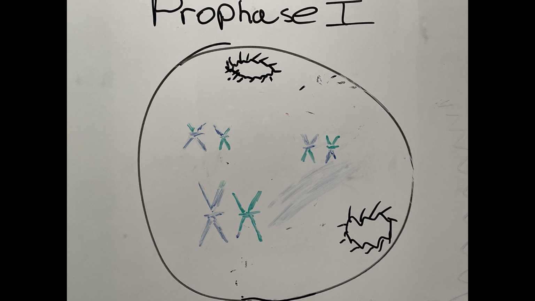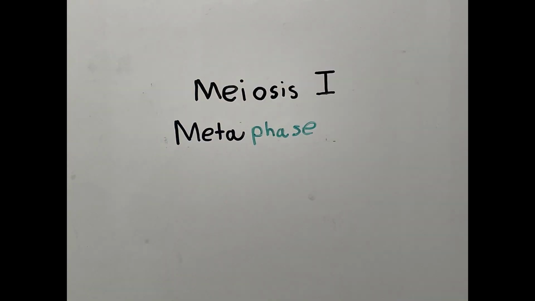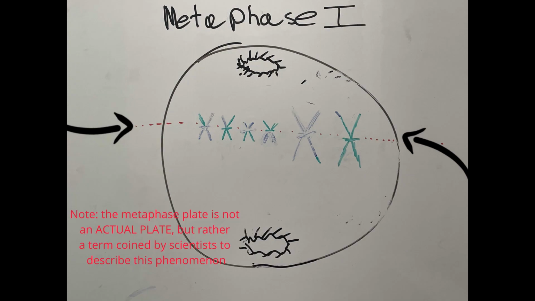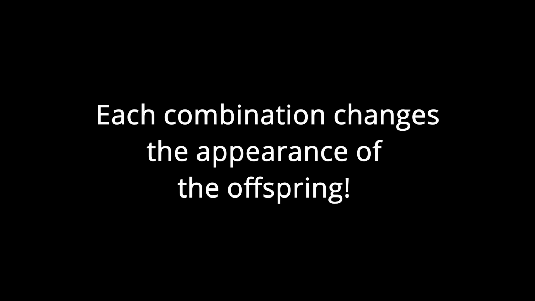Where genetic material is transferred between homologous chromosomes, which increases genetic diversity and variation. Now comes metaphase 1, which is where the chromatids line up at the middle of the cell at a place known as the metaphase plate, with the homologous chromosomes facing the now opposite centrosomes. And there are many ways that the chromosomes can orient themselves at the metaphase plate, with each combination changing how the resulting offspring would look.